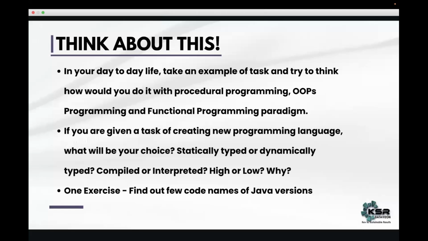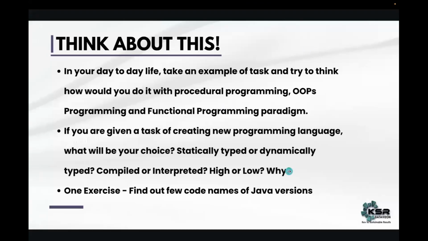Thinking about this will help you understand how programmers make a programming language, and how you have to think when doing a program. This is a very important exercise you have to do whenever you learn something. Think about how and why people would have done that, why it was done. If you think about all those things, I think you will get more clarity and a bigger picture of it.